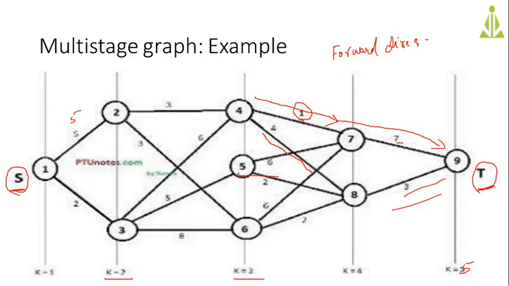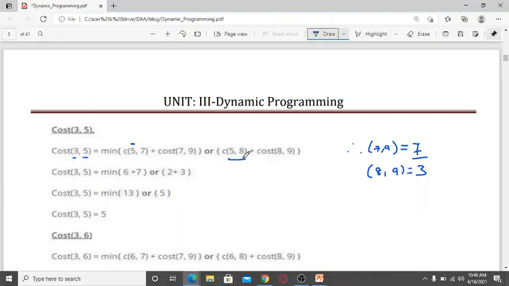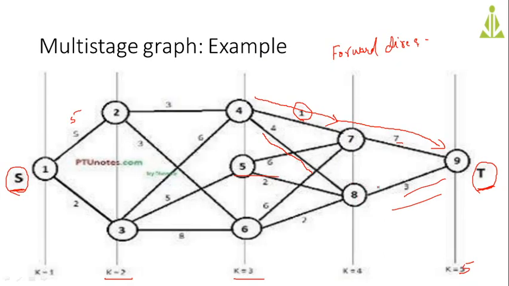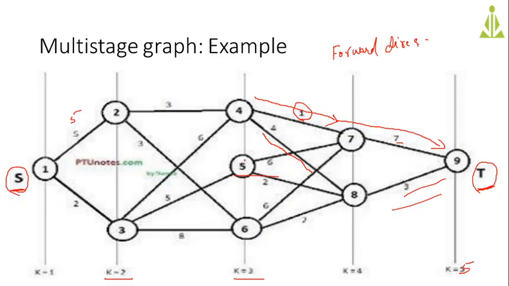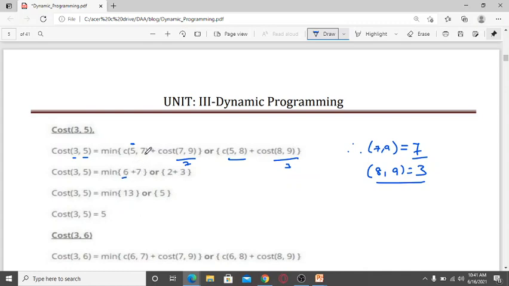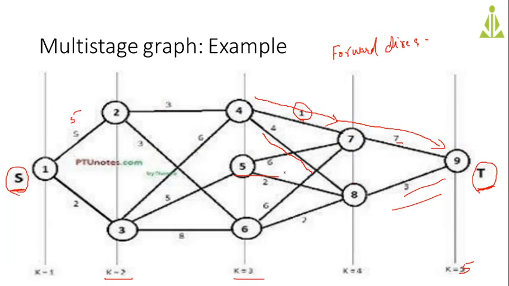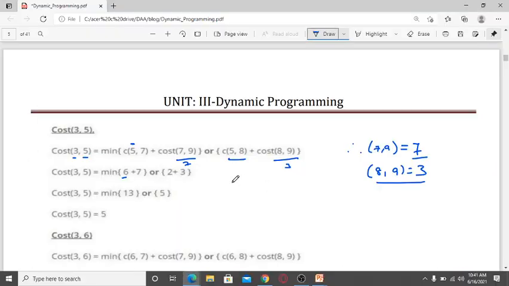Why are we taking the 5 comma 8? Because two outgoing edges are there, 5 comma 8, then plus 8 comma 9. What is 8 comma 9? We have already 3, and this is 7. So here check 5 comma 7. What is 5 comma 7? 5 comma 7 is 6. So here we got the 6 plus 7 comma 9, which is 7, or 5 comma 8, which is 2, and 8 comma 9, which is 3.